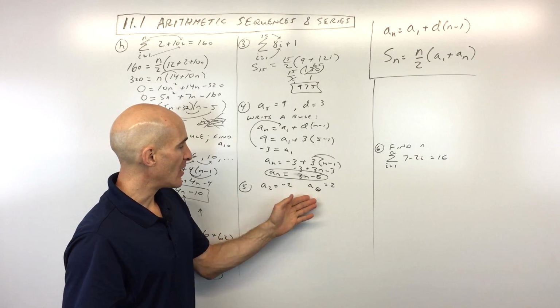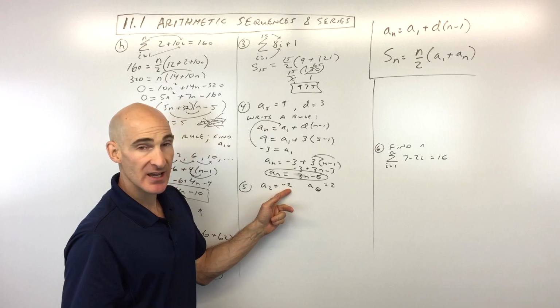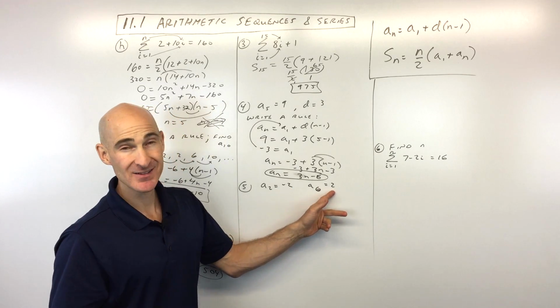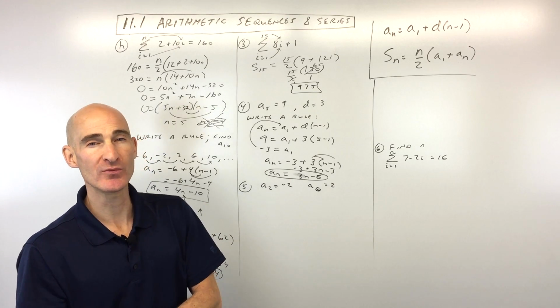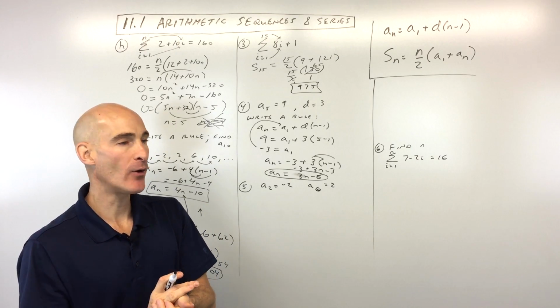Okay, try number 5 now. So here they're giving us the second term is negative 2. The sixth term is positive 2. How can we write a rule for this arithmetic sequence given those two terms? Go ahead and pause the video, see if you can do that one.